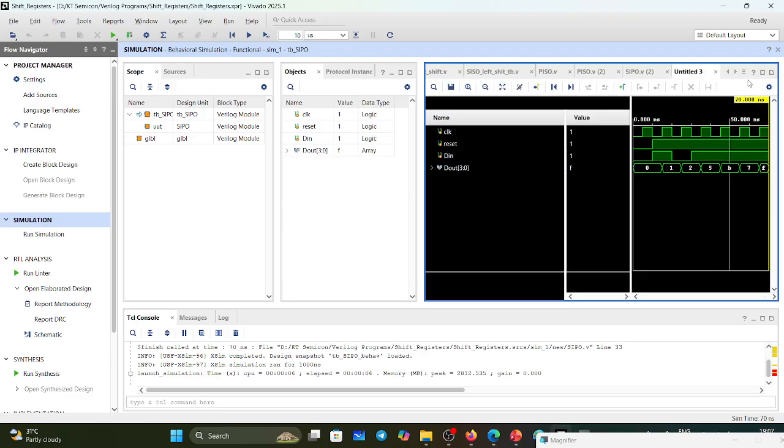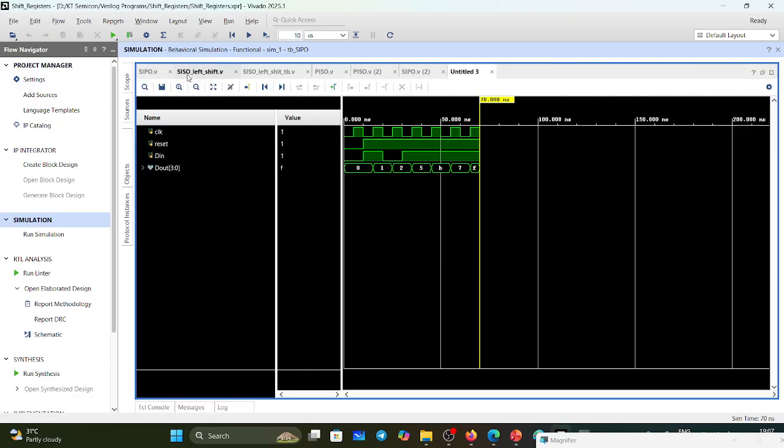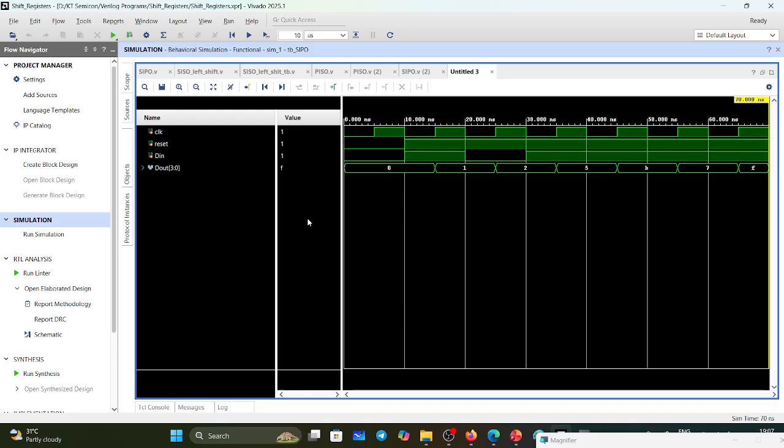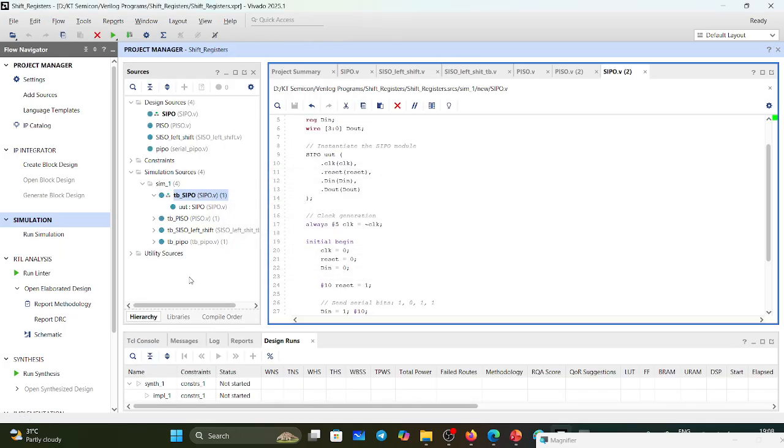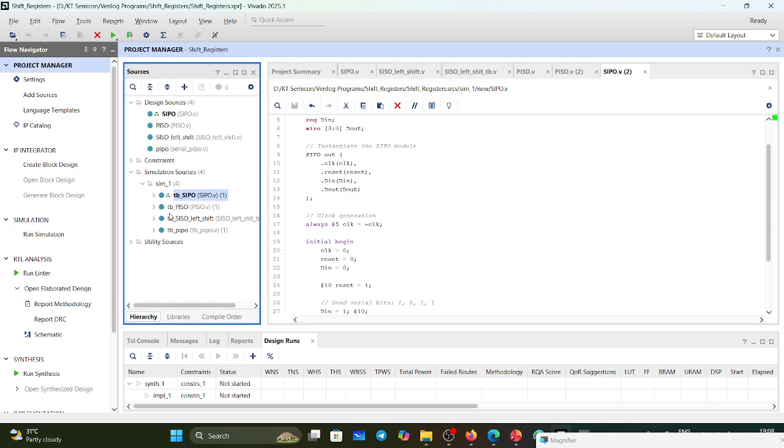So fit to page, SIPO. So every time what is happening, so one second, which one is it loading? TB, SIPO.